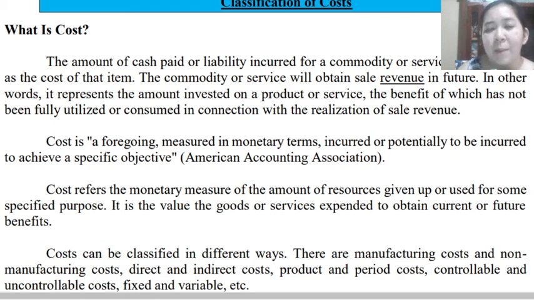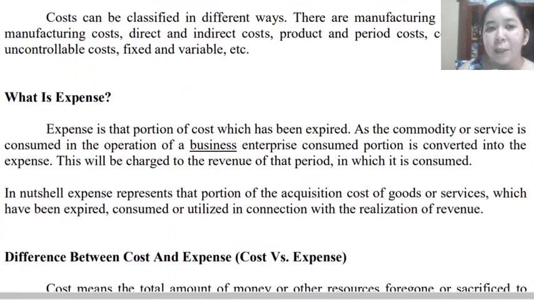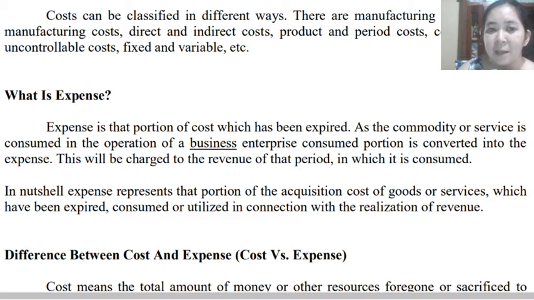Okay, what about an expense? What do we mean by an expense? So, expense, this is the portion of a cost which has expired as the commodity or service is consumed in the operation of a business. The enterprise-consumed portion is converted into expense. So this will be charged to the revenue of that period in which it is consumed.